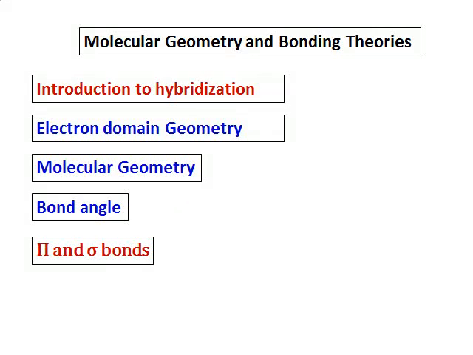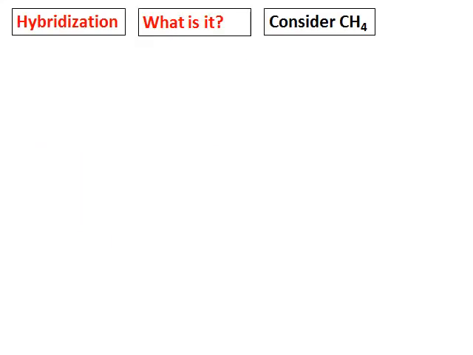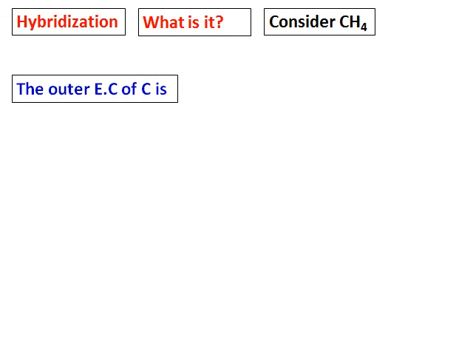So far you have been learning about electron domain geometry, molecular geometry and bond angle. This video will introduce you to hybridization and also will talk about pi and sigma bonds. So let's now understand hybridization. What is it? Consider CH4.